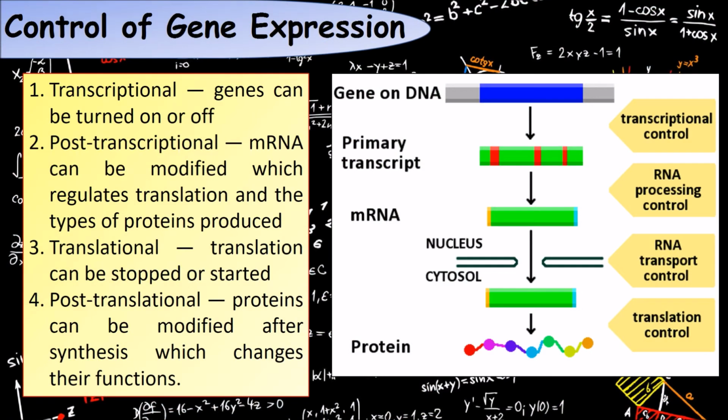So this short video is all about how gene expression is controlled within cells. There are four main ways that gene expression can be controlled. Transcriptional, so genes can either be turned on or off.